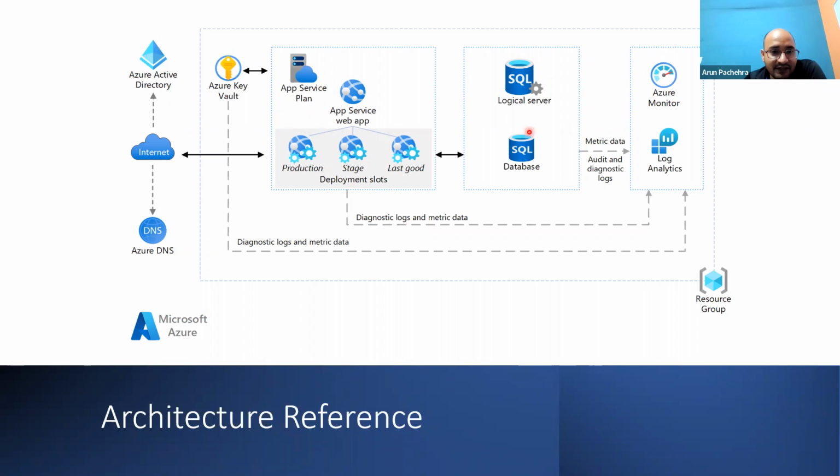At the back end, there is a database, and there are multiple ways it can connect to the database. We can enable the VNet integration for the outbound request, and we can have the private link for the database so that the entire traffic will go private. We have enabled Azure Monitor and Log Analytics on the diagnostics logs and the metric data. So this is a general reference architecture.